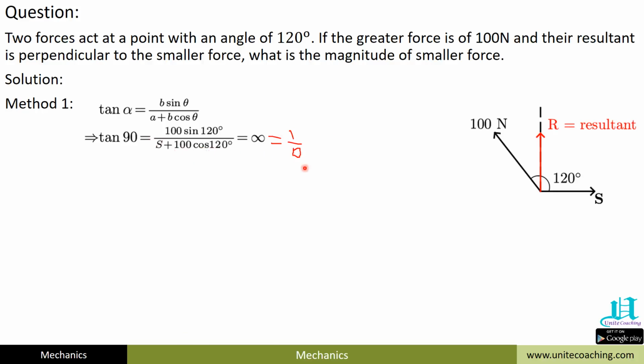So this will give us S plus 100 cos of 120 equal to 0, and then we take this to the other side. So this will become S equal to minus of 100 into cos of 120 degrees, and cos of 120 degrees is basically minus of 1 by 2. So when we solve this, we will get S equal to 50 newton.